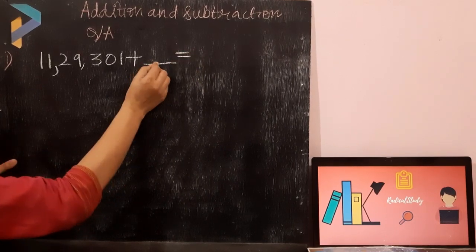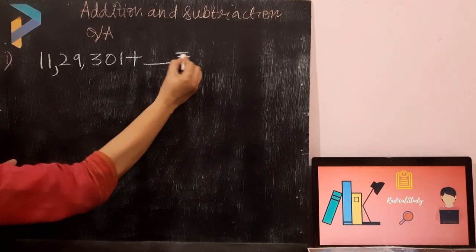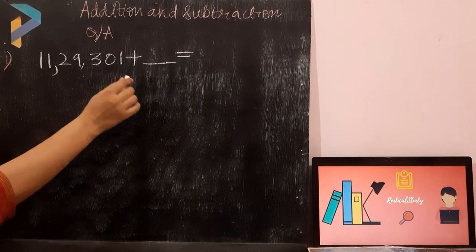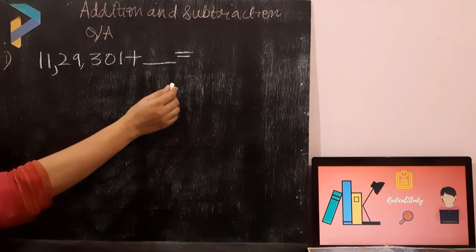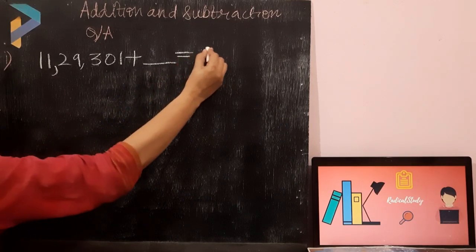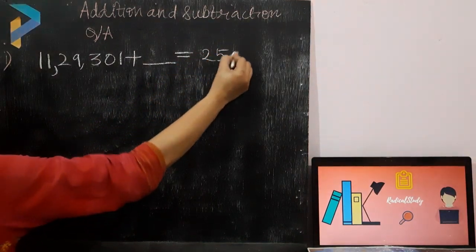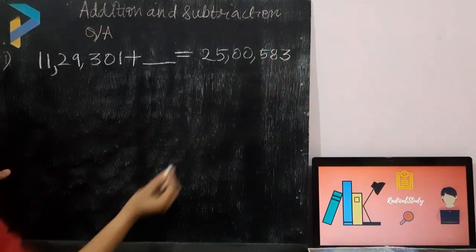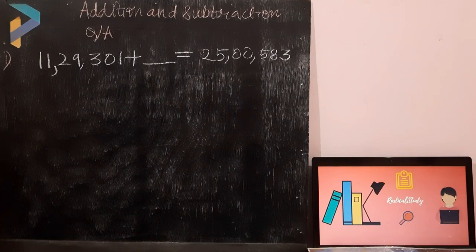We can put A, B, C, anything. But I am putting a blank. Okay. Now something is added to this number and what we have got? We have got 25,583. So now you have to tell me how I have to proceed. I am giving you time to guess also.